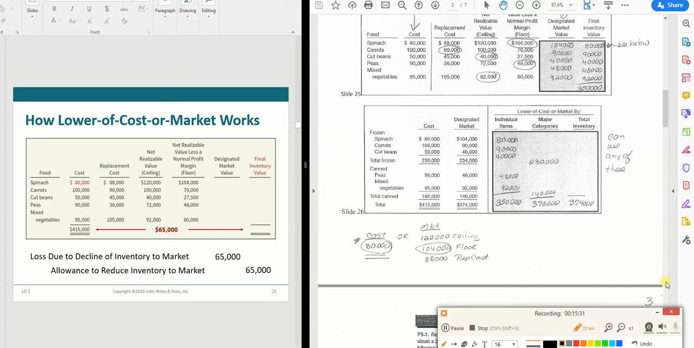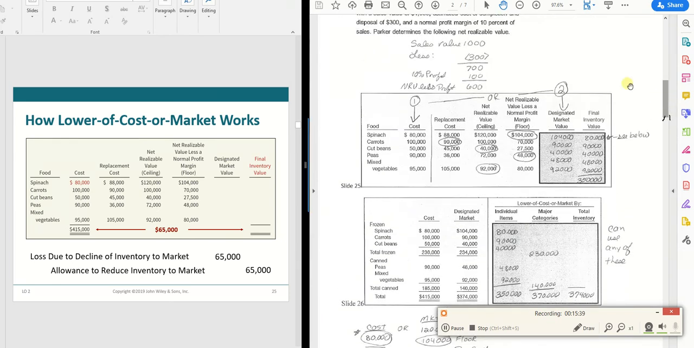All right, so let's go through a couple of the other ones, and then you can just pause the tape and see if you can follow them. But let's go to this one. My cost is 100,000. Now I need to determine my market. My ceiling is 100. My floor is 70. My replacement cost is 90. It's in between there. So I use replacement cost of 90. I compare it to 100, and 90 is lower, so I'll use that.